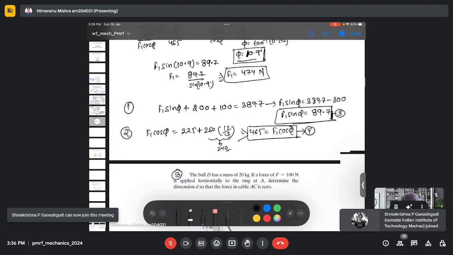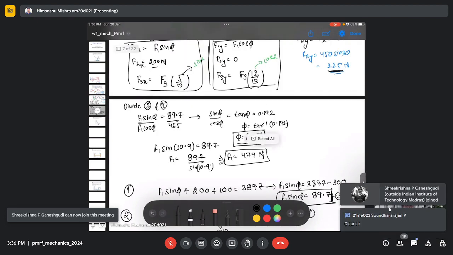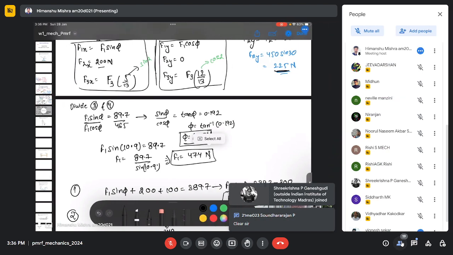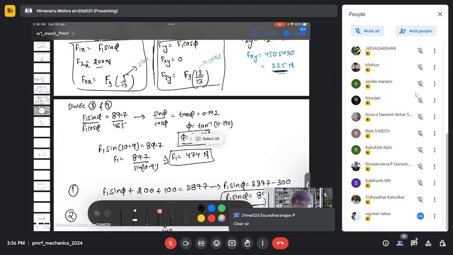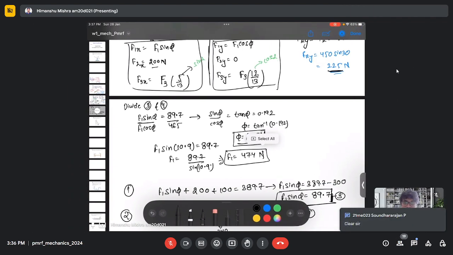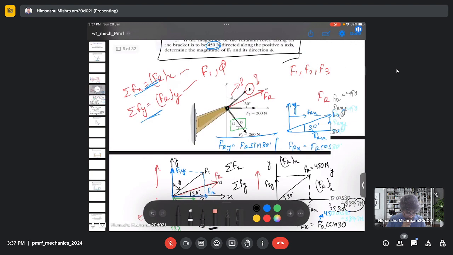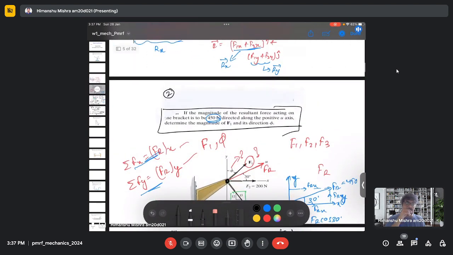In real life, where will that coplanar force act? Can you please repeat? In real time, how will that coplanar force act, like what you have drawn? So usually the coplanar force will be acting at a single point.